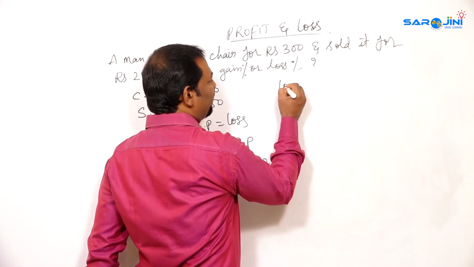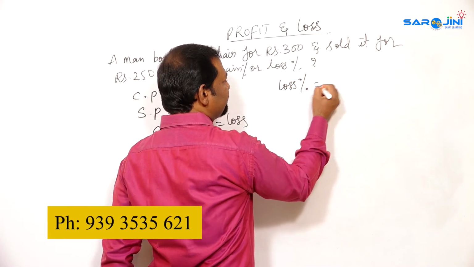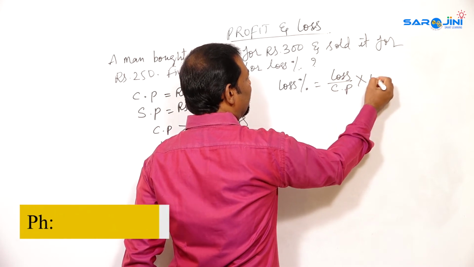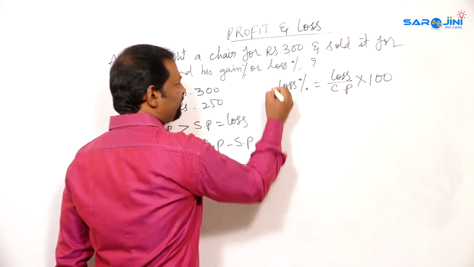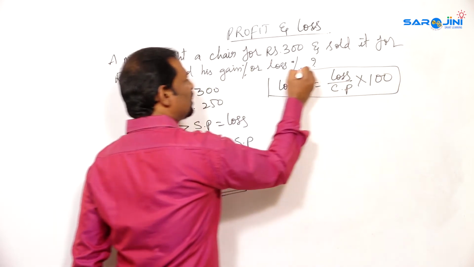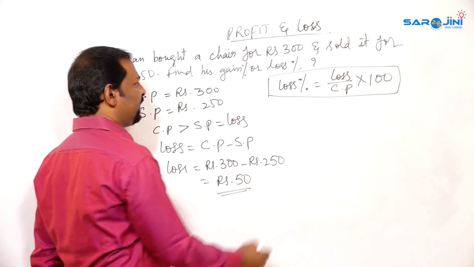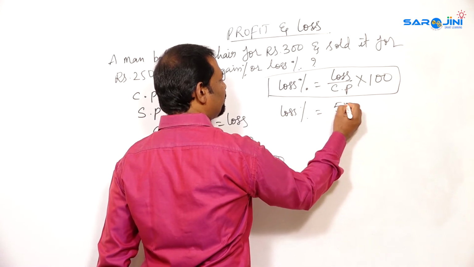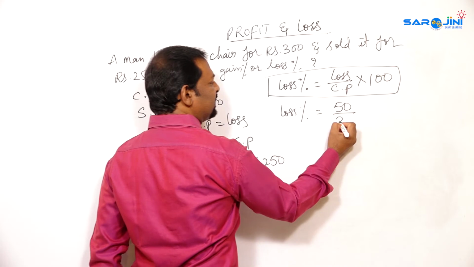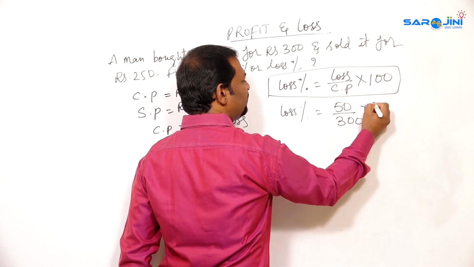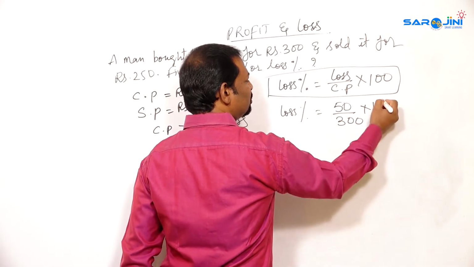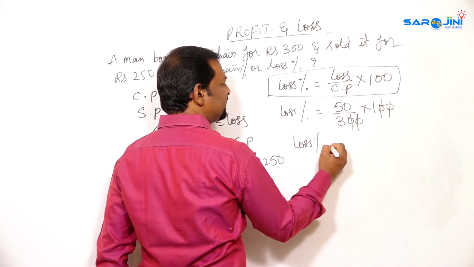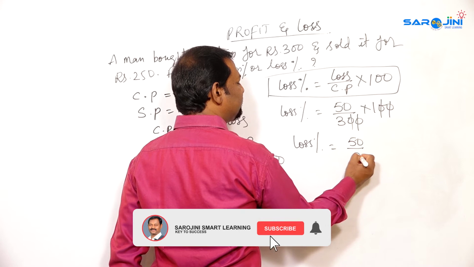So if you want to find out loss percent, as I told, loss by cost price into 100 is the formula. So loss percent is equal to, what is the loss? 50 rupees by, what is the cost price? 300 into 100. The zeros will get cancelled. So loss percent is equal to 50 by 3.